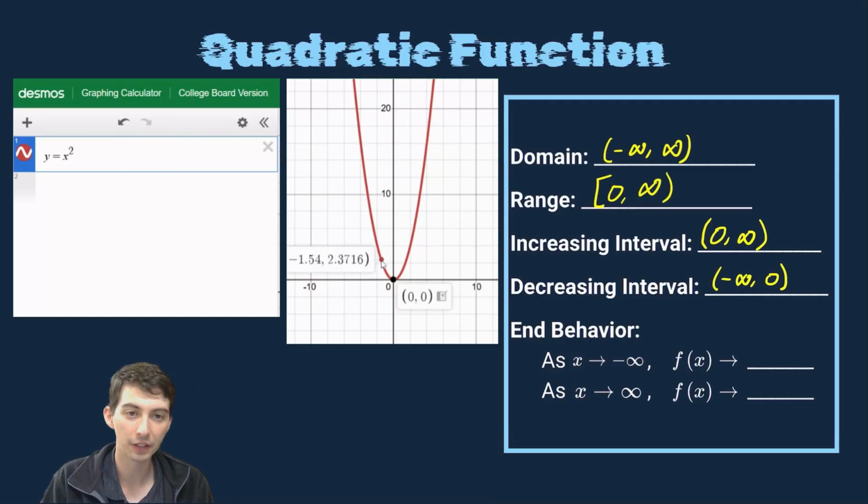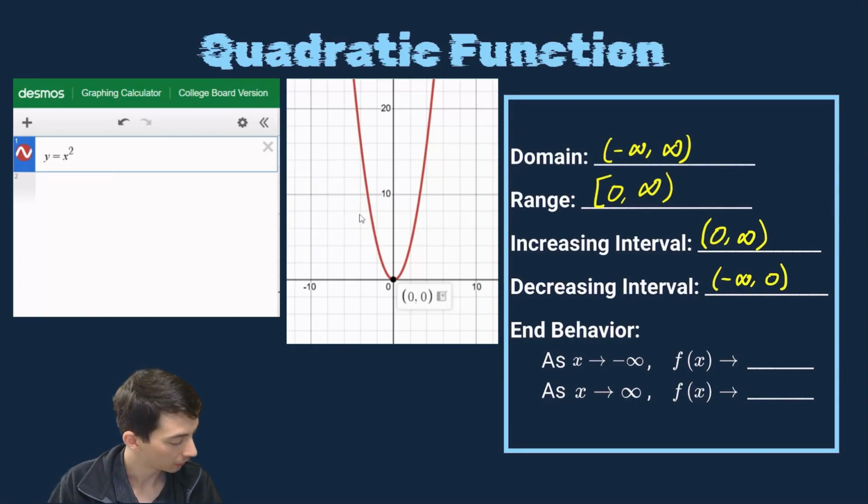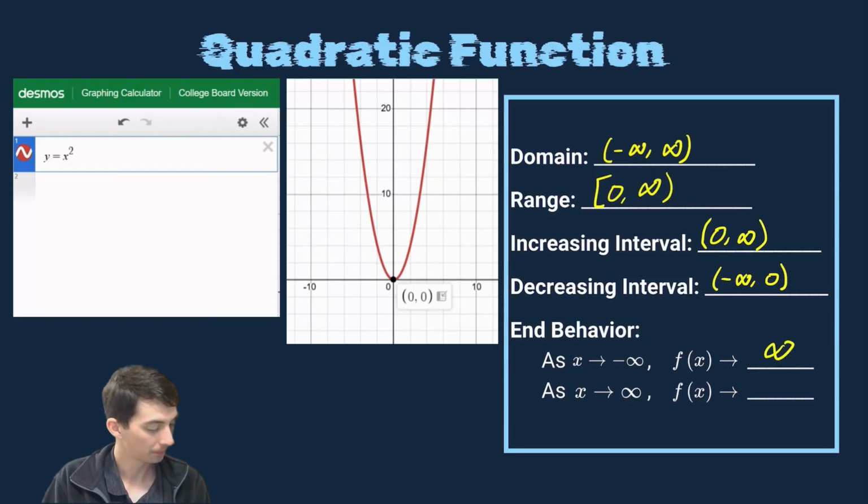As x goes to negative infinity, so as x goes this way, I see that my y values are increasing. So it's going to go to positive infinity. And same with my x values. As the x goes up this way, these are also going to go to infinity.